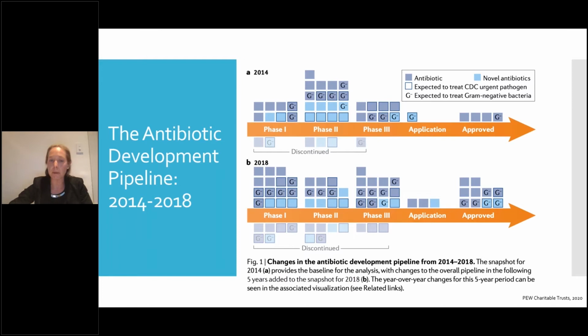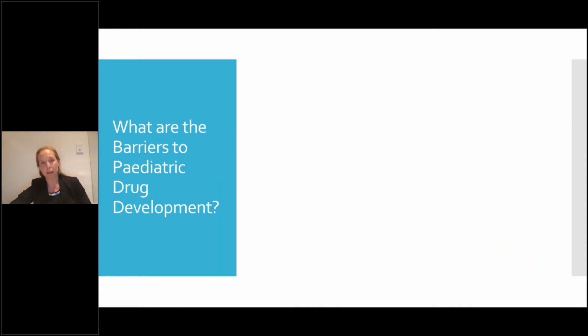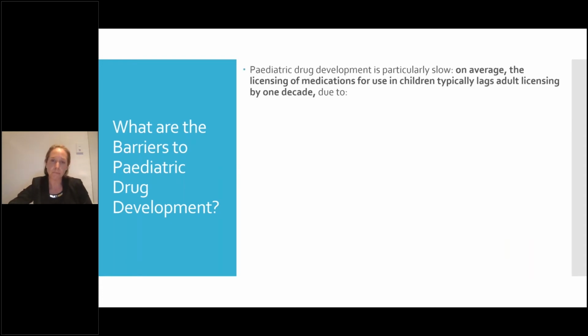And even those antimicrobials that are proceeding along the development pathway, that are managing to get through those phases of clinical development, aren't necessarily going to be able to treat our most multi-drug resistant pathogens. So we have a very thin pipeline for antimicrobial development, and this is even more of an issue in children. We know that in children, paediatric drug development is particularly slow, and on average, the licensing of medications for use in children is currently lagging the licensing in adults by a decade.